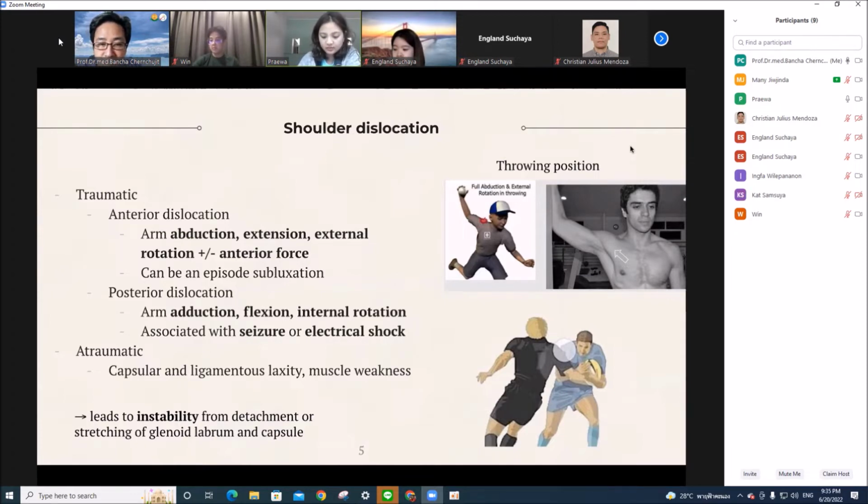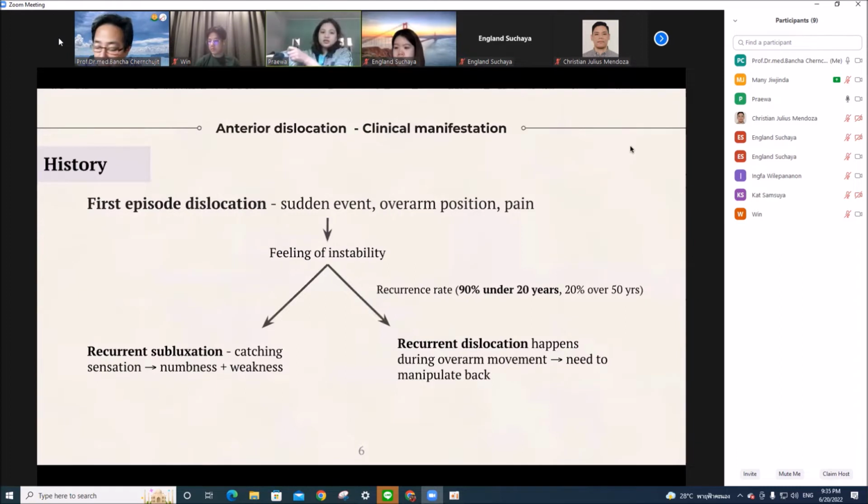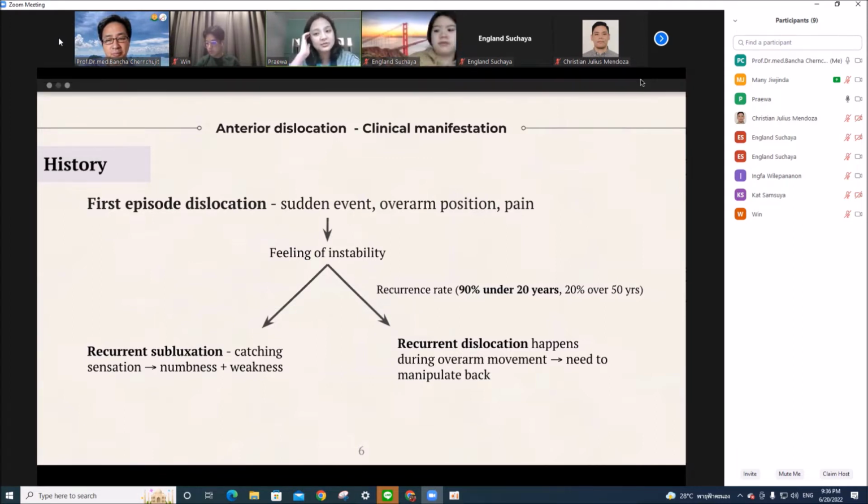Okay, next. So we're going to talk about the typical clinical manifestations. First, for the anterior dislocation, the history will be a sudden event, and mostly in an overarm position, so it's more common in overhead sports. The patient will feel sudden pain, and then might feel a sense of instability. After treatment, the recurrence rate is quite high for patients under 20 years old, up to 90%.